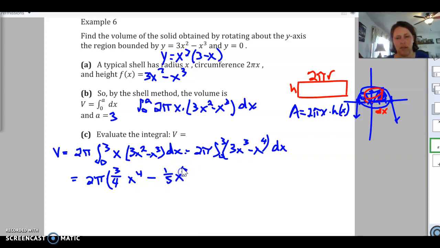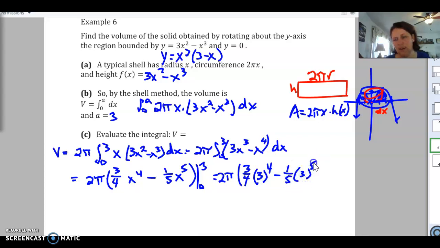Now, they want an exact answer on this one. So as I'm going through and evaluating, I'm going to evaluate a little differently, trying to pull out as much as I can from these fractions so that I can simplify it and get an exact answer. So plug in 3. The 0 is just going to be 0, so I don't have to worry about the second half of that evaluation. So 2 pi, and then I have 3/4 times 3 to the 4th minus 1/5 times 3 to the 5th.